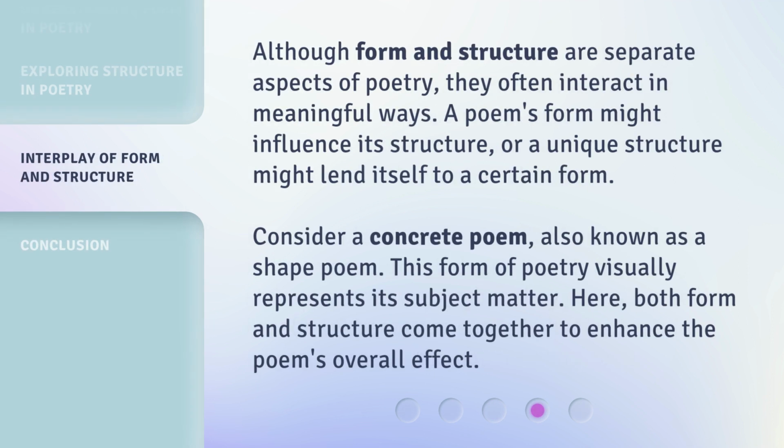Although form and structure are separate aspects of poetry, they often interact in meaningful ways. A poem's form might influence its structure, or a unique structure might lend itself to a certain form. Consider a concrete poem, also known as a shape poem. This form of poetry visually represents its subject matter. Here, both form and structure come together to enhance the poem's overall effect.